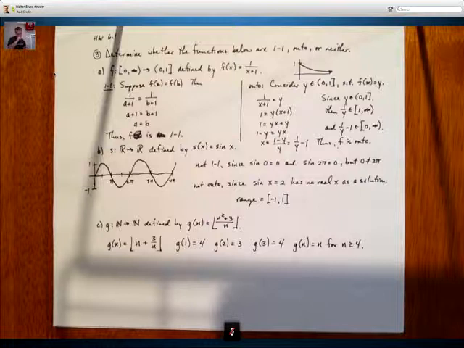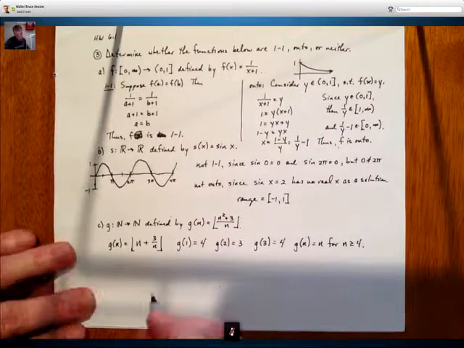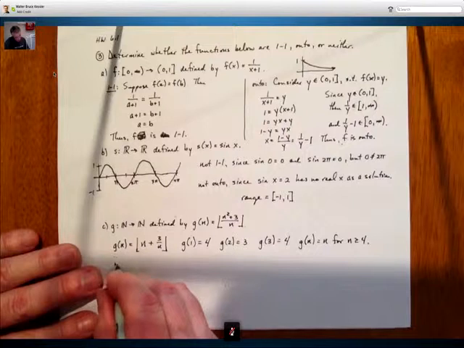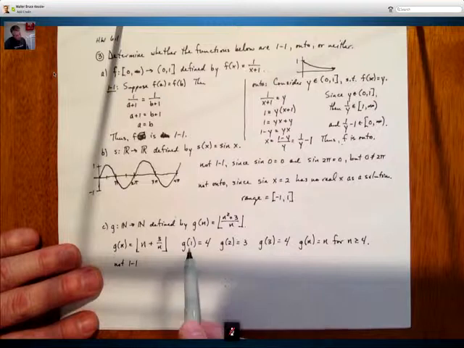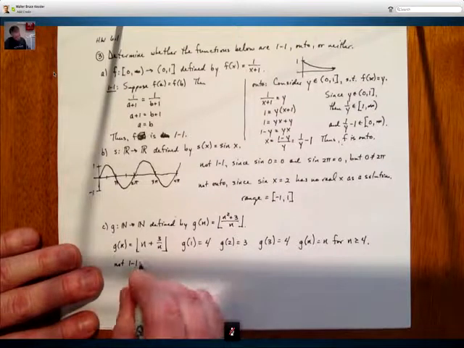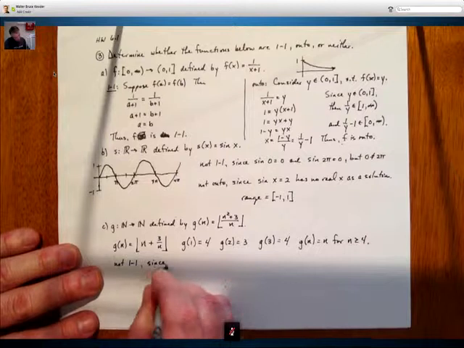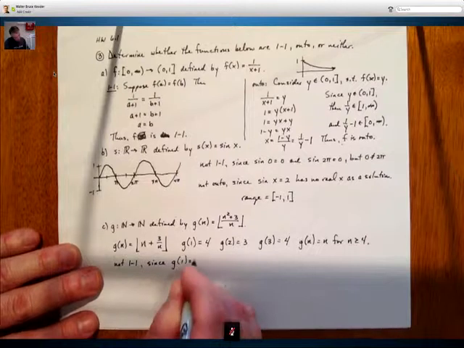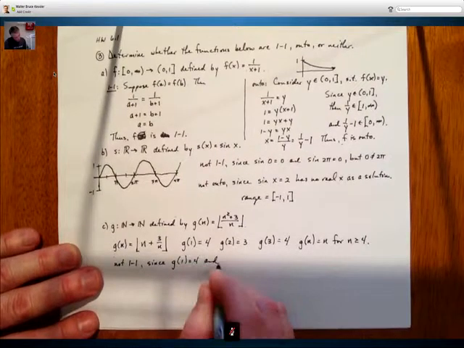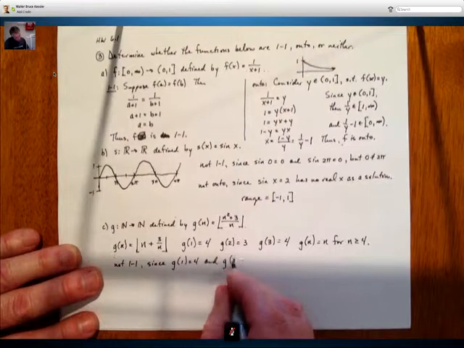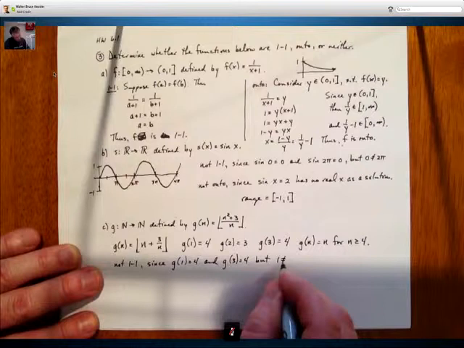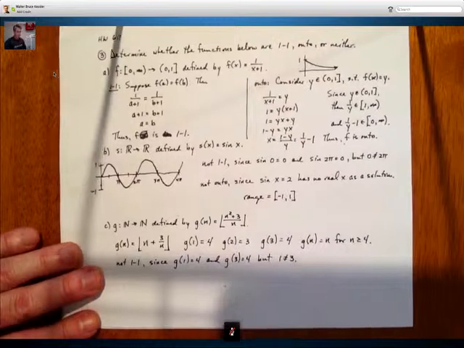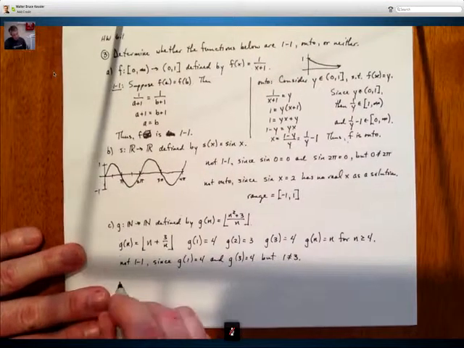Okay. Remember, these are natural numbers. Okay. So, is it one-to-one? Well, here's two things that equal the same number, but yet I have different inputs, right? Since g of 1 is 4 and g of 3 is 4, well, 1 is not equal to 3.